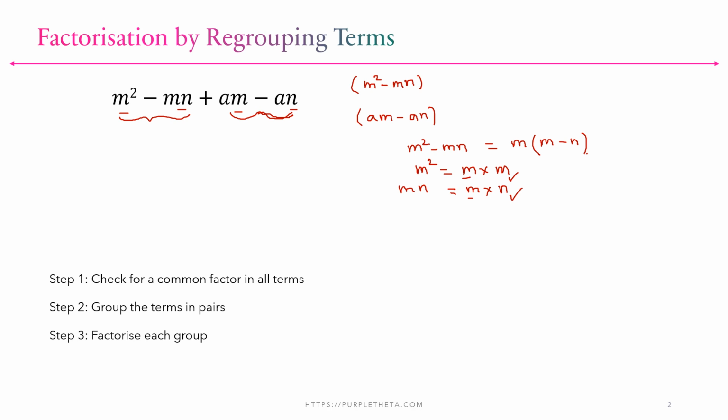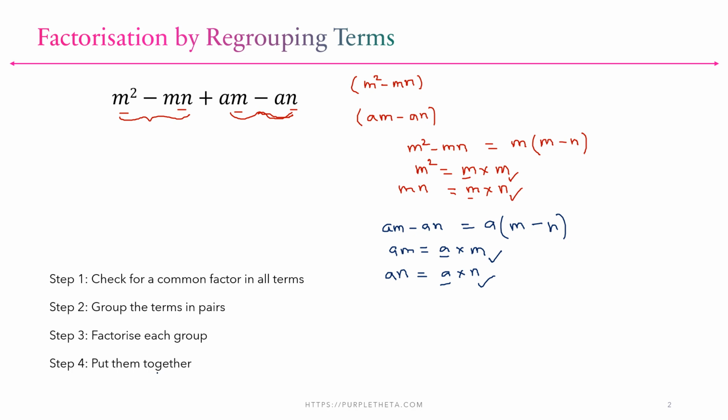Let us take the second group. The second group is am minus an. Am is nothing but a multiplied by m, and an is nothing but a multiplied by n. So here we can see that a is common in both the terms, and I am going to take a out. In the bracket, from the first term we have m minus, and from the second term we have n left. So am minus an is equal to a in the bracket m minus n.